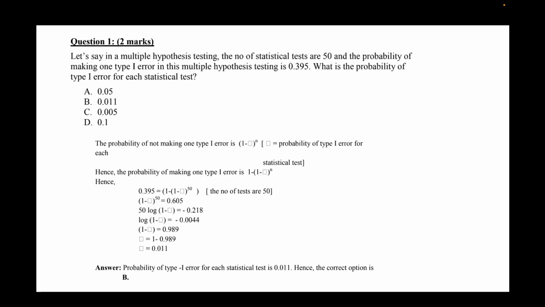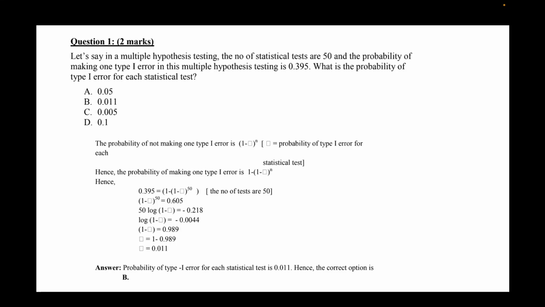So the answer is option B. This is actually pretty simple. So just think about it like this. You are given the probability of making an error, but basically for one particular case, for one particular testing. You are asked what is the probability of that particular type 1 error for one particular test. You are given that for the error for all the 50 tests.